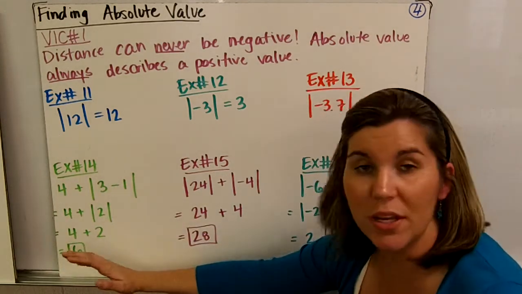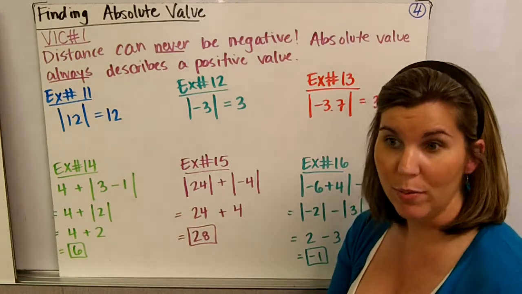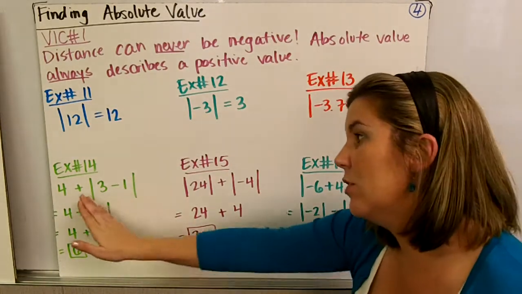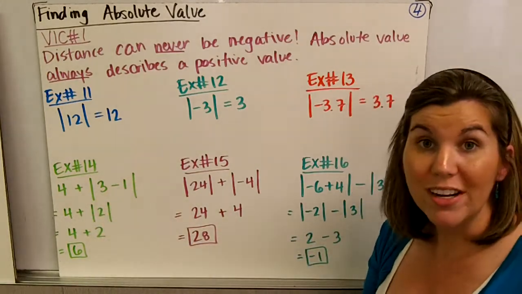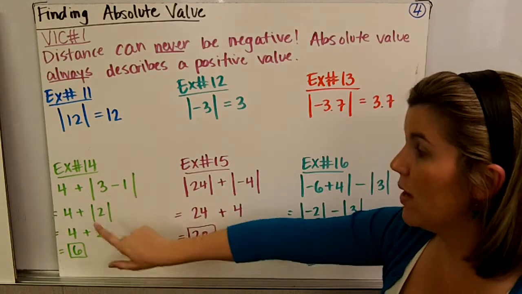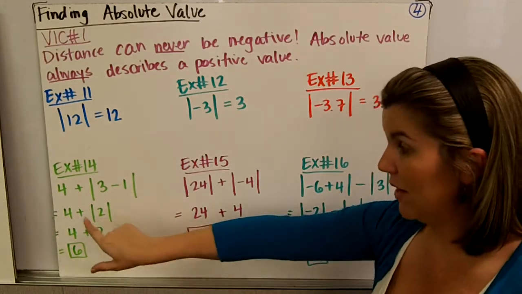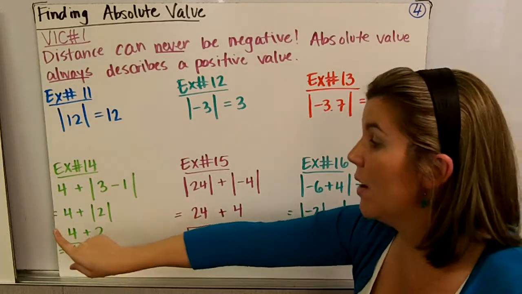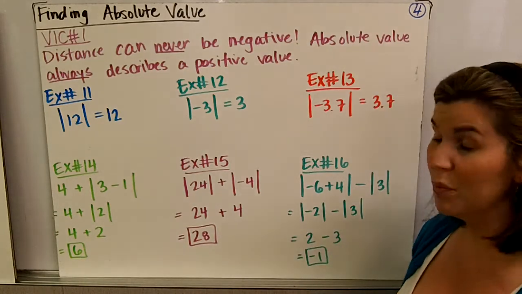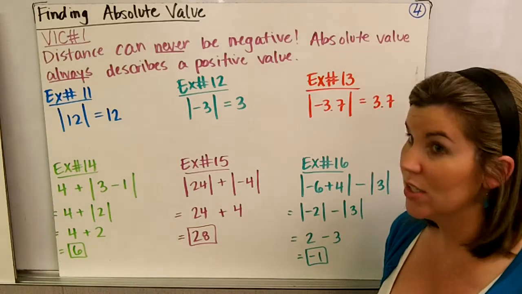Example number 14, now we can do operations with absolute value. Remember order of operations: instead of saying parentheses, we say enclosures. Absolute value bars are enclosures. So we do what's inside first. 3 minus 1 is 2. So we have the absolute value of 2 now. Well, the absolute value of 2 is 2. And now we can add. 4 plus 2 is 6. Remember, we do enclosures before multiplication and division, addition and subtraction.